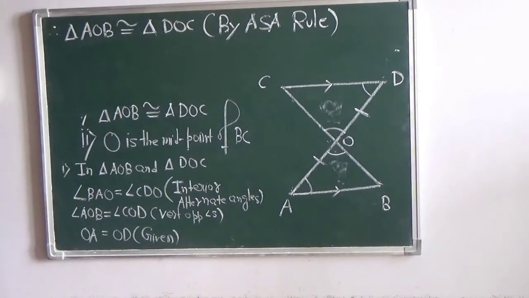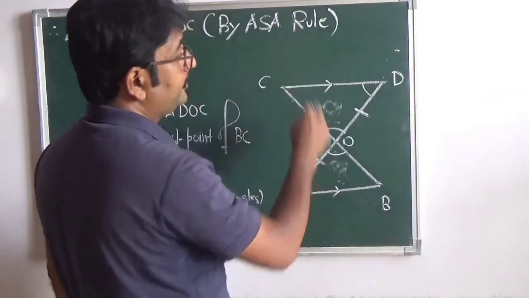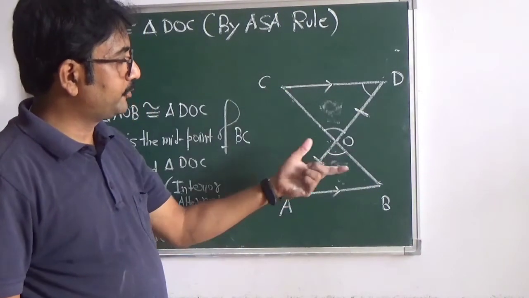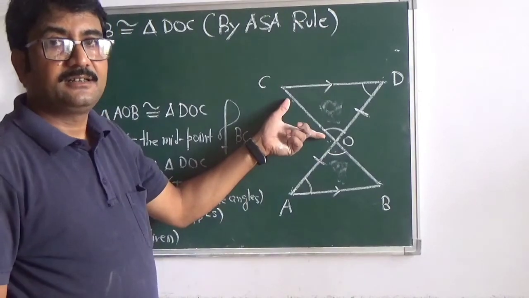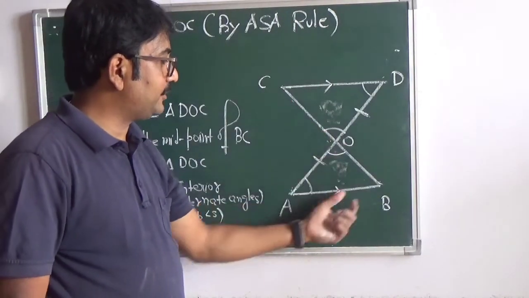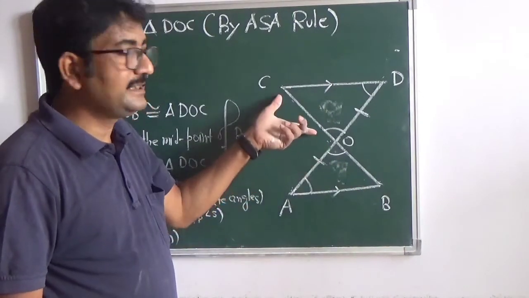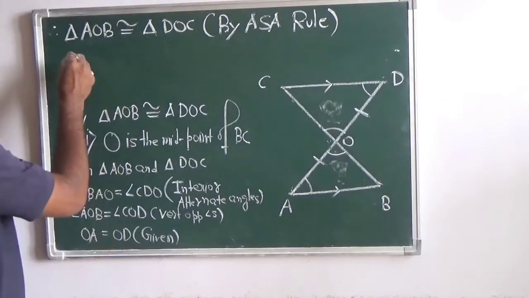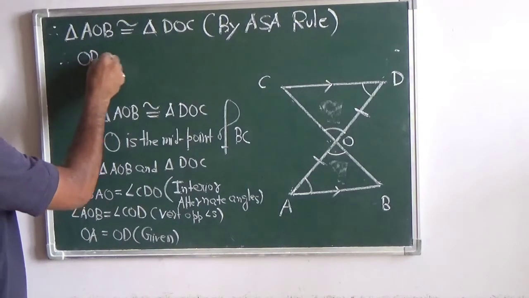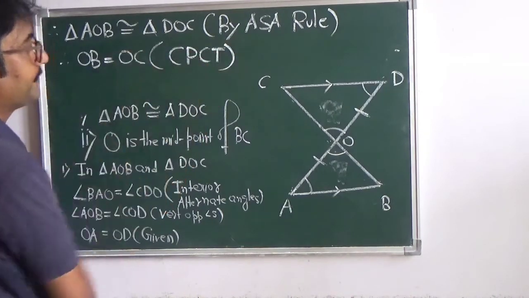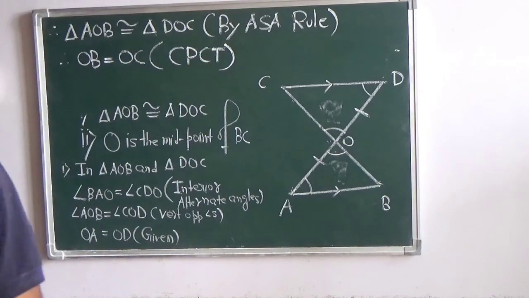Second part of the question asked, O is the midpoint of BC. Just now, as I told you, CPCT. Now, if you have to prove O is the midpoint of BC, that means you have to prove OB equals OC. Right? Now, since you have proved triangle AOB and COD are congruent, then automatically OB and OC are also equal. So you directly write, therefore, OB is equal to OC, and in bracket CPCT. And this proves your question.